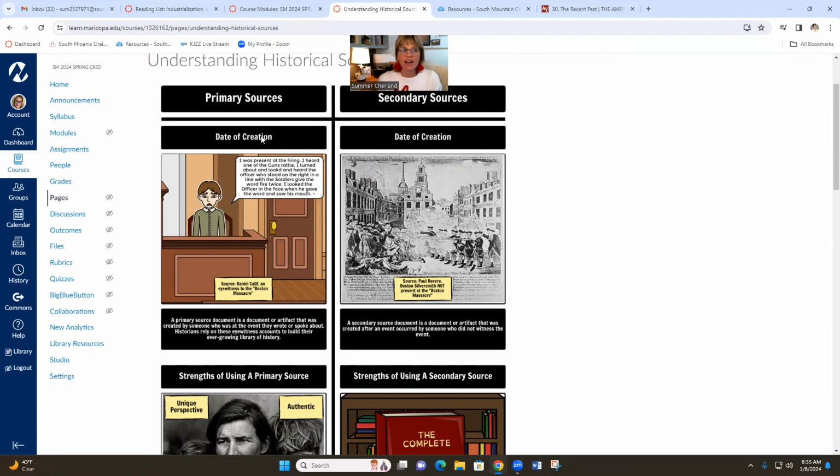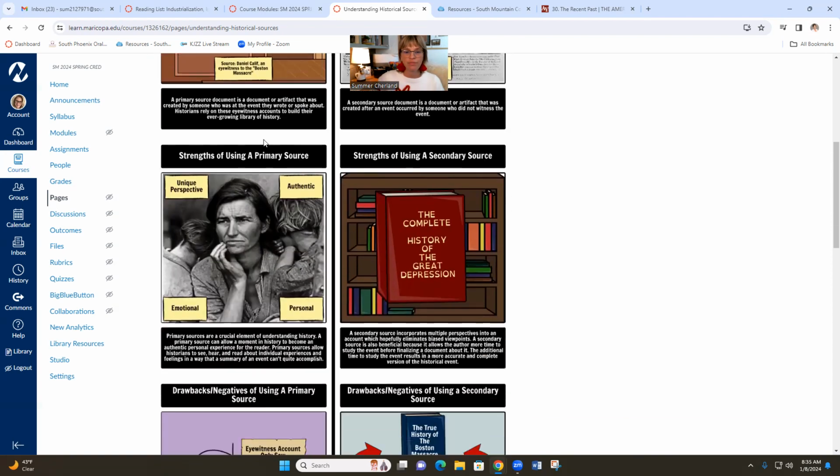But if we find, let's say we're looking at a magazine article or a website or a podcast episode about that event that happened in 1974, but that podcast episode was created in 2021, that's a secondary source, right? That's a really good key. Look at when this material was created. If it was created during the time in question, it's more likely a primary source. And if it was created decades or weeks or years later, it's probably a secondary source.